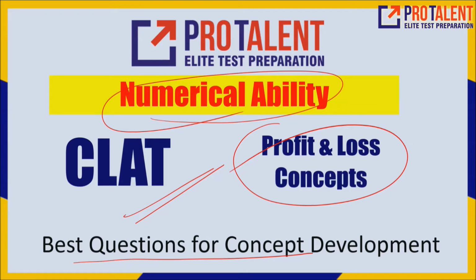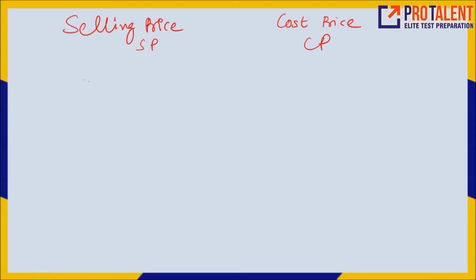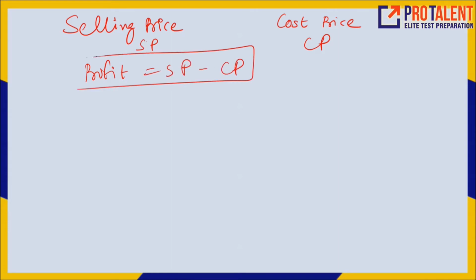So when we talk about profit and loss, the first and foremost thing is that there is something called selling price and there is something called cost price. Popularly known as CP, this is SP. I'm sure every one of you knows that profit comes from SP minus CP. This is very easy. Or there is a loss. Loss is when your CP is greater than SP, there you get your loss.